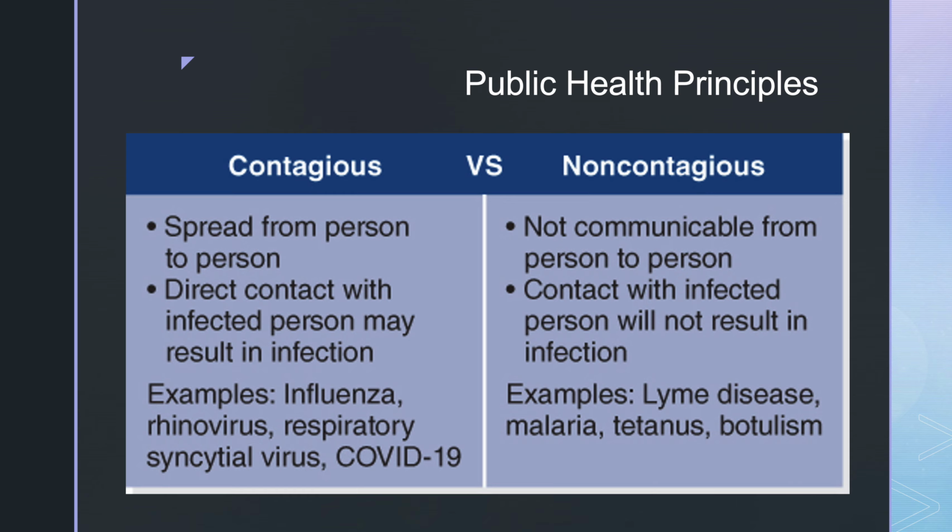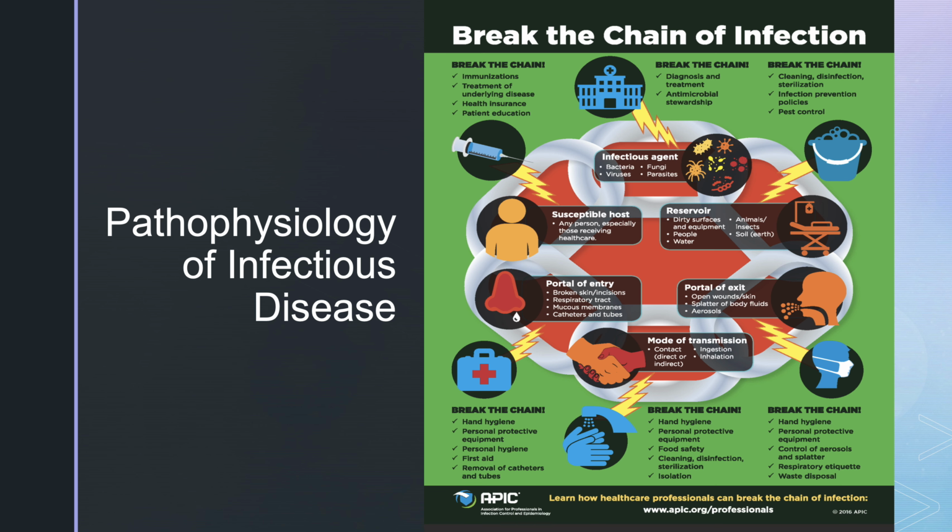On the other side, the contagious side, yes, things like the flu, lots of viruses, RSV, COVID. If I have it, I can pass it on to another. And if that disease is contagious, we see this chain of infection in which we've got this infectious agent. Let's say it's a virus. It's going to need some sort of reservoir in which to grow, in which to flourish, some portal of exit, maybe a cough, maybe body fluids, things like that.